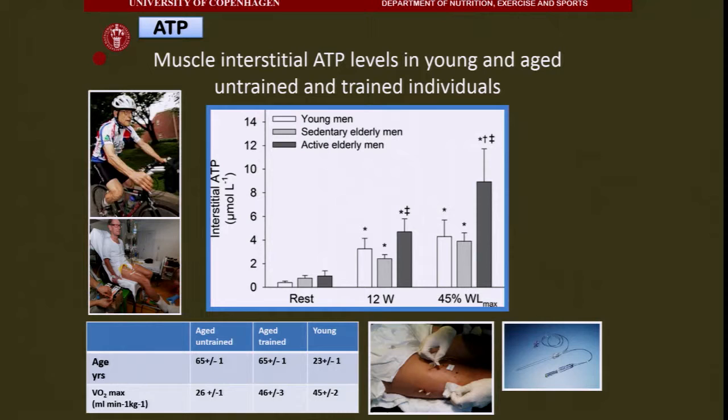But we have another study, and Björn Emil that Jose talked about was part of this study too, actually. And this is on active, cross-sectional, long-term active elderly men, inactive elderly men, and young men. You can see their ages here, about 65, average 23 for the young, VO2 maxes of 26, 46, and 45. So the aged untrained and the young have similar VO2 max levels. They're very well trained, these aged-trained group.